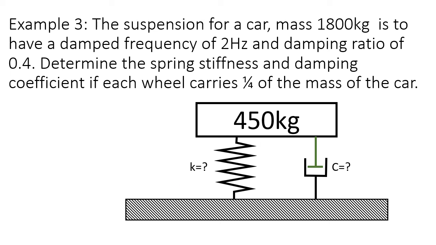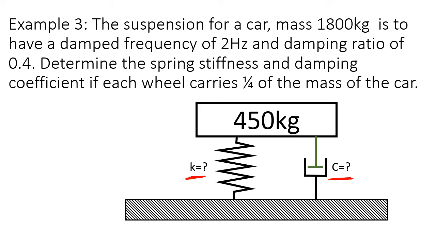Here we've got the suspension on a car. So the total mass of the car is 1800 kilograms, and it's designed to have a damped frequency of 2 Hertz and a damping ratio of 0.4. So again, an underdamped system. And we need to determine what spring stiffness we need, and also what damping coefficient we need to give us that kind of response. So we need to find out C and we need to find out K.